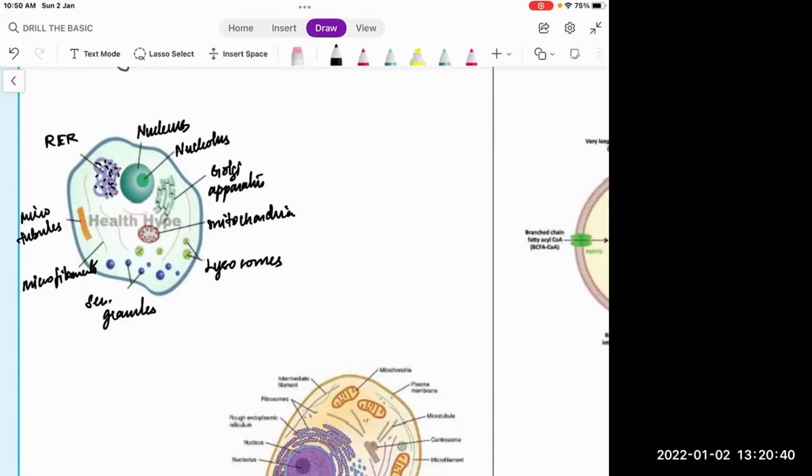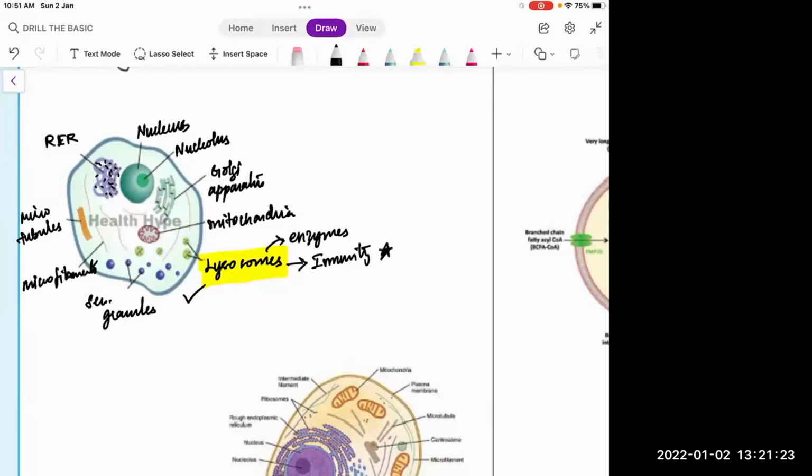Okay, some basic important cellular organelles we have marked here, and we will see a few important organelles and their functions. In the past FMGE exam, there is a question concerning the lysosomes. These lysosomes are structures which contain digestive enzymes, and they also have a role in immunity. That is the question asked in the December 2021 FMGE exam: which cellular organelle has a role in the immune mechanism? The answer is lysosome.